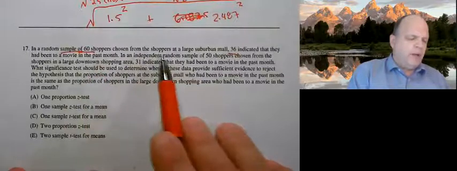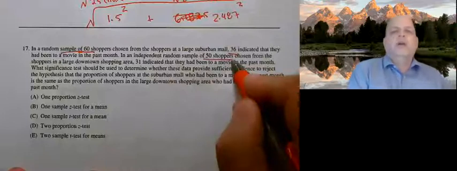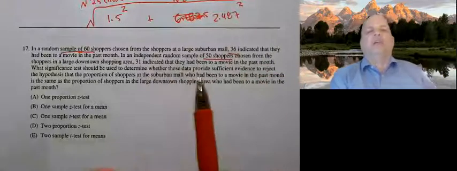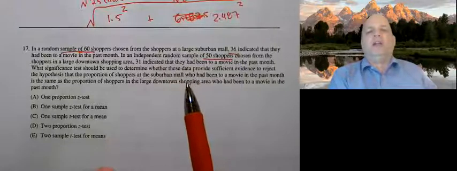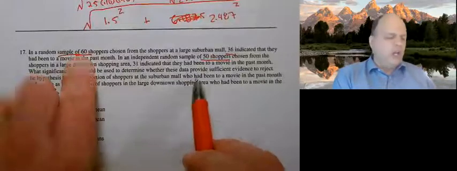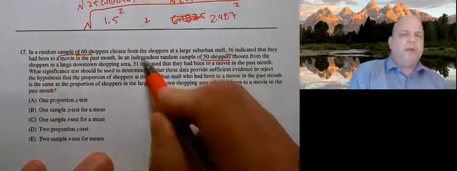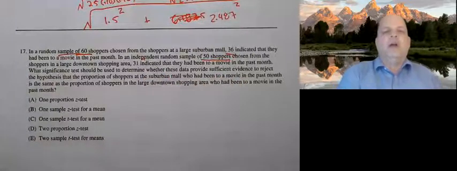In an independent random sample of 50 shoppers, chosen from the shoppers at a large downtown shopping area, 31 had indicated they'd been to a movie in the last month. So we have two samples. We have a sample of 60 and we have a sample of 50. So we have two independent random samples. That's important.